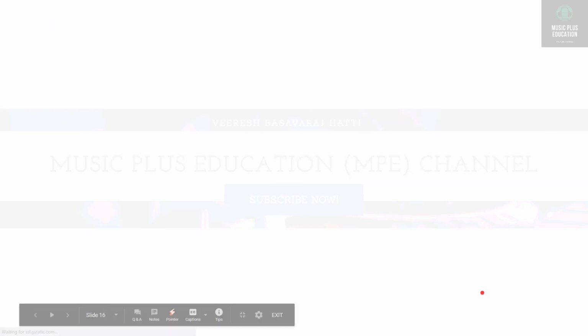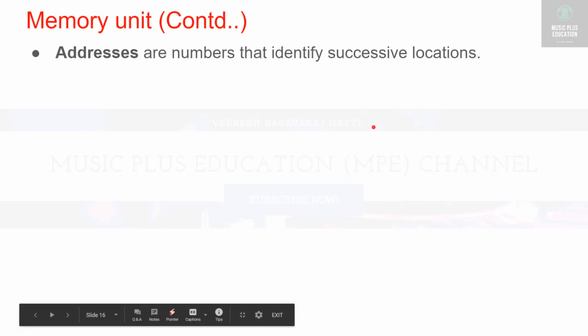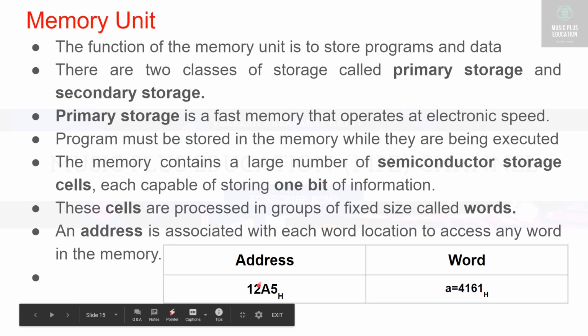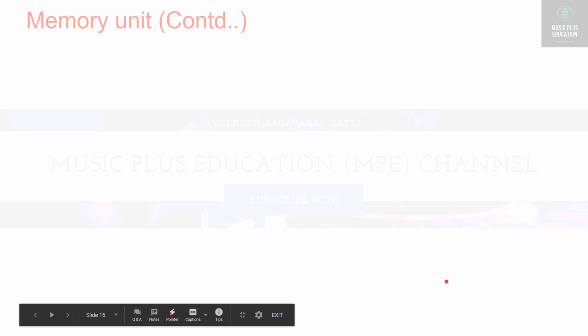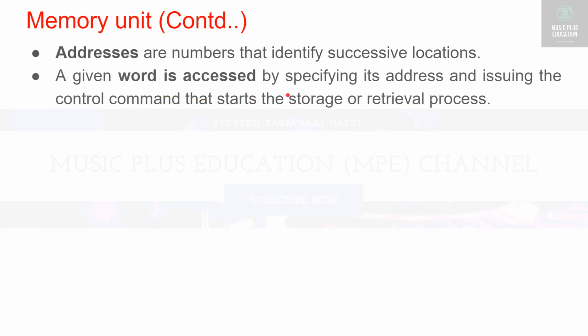Next, addresses are numbers that identify successive locations. So 12A5 is a number that identifies a successive memory location, right? A given word is accessed by specifying its address and issuing the control command that starts the storage. That is the write signal, and the retrieval process means read from the memory. Write to the memory and read from the memory.